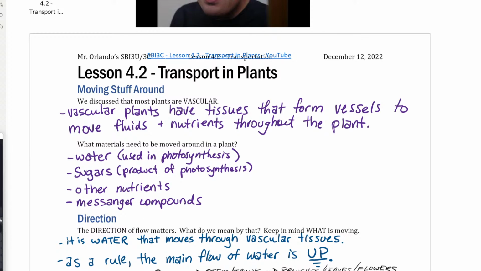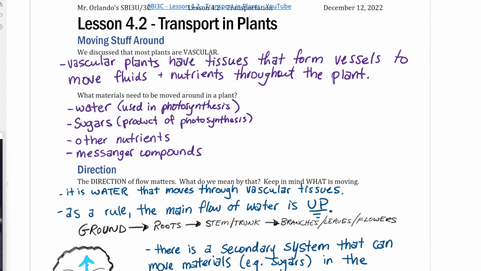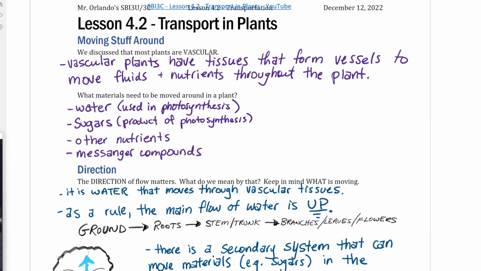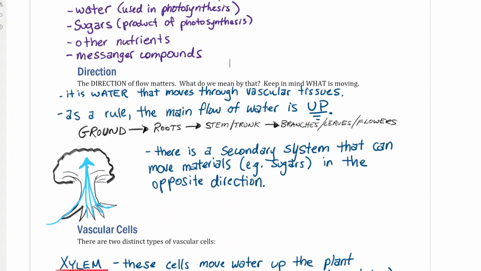They also have to move sugars and other nutrients around, and those don't necessarily go up. Those may go up the plant, but they may also go down the plant or sideways from one leaf to another. And just like our bodies sometimes move messenger compounds, we call them hormones, in our blood, plants can also move messenger compounds in their vascular tissues.